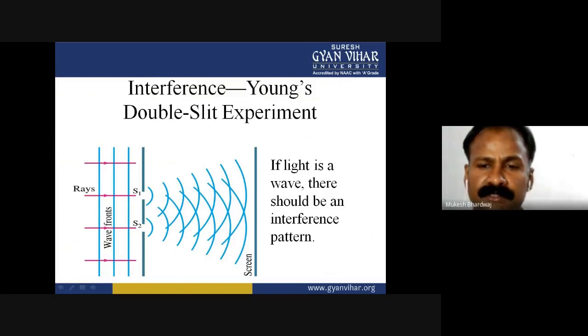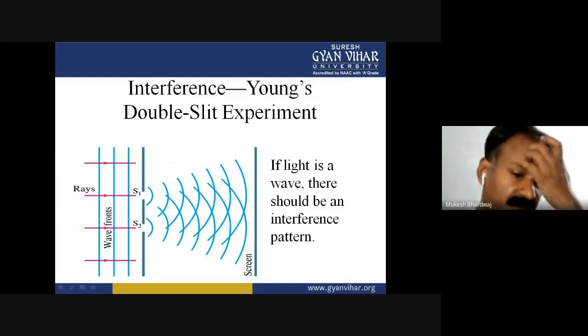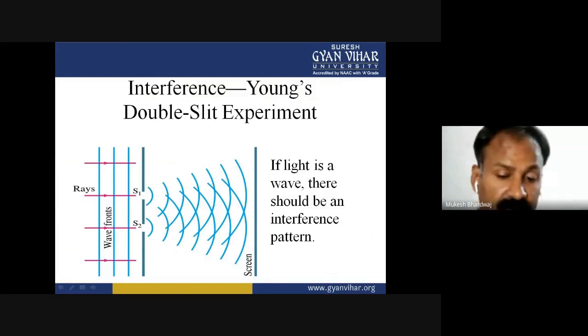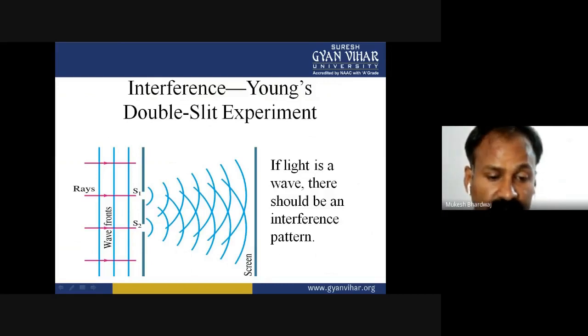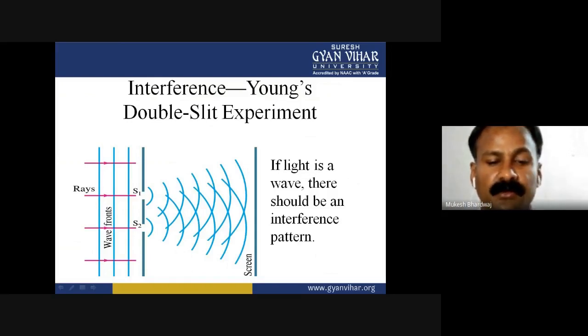The conditions for sustained interference are: the wavelength or frequency of the interfering waves produced by the light sources must be the same. The light sources must be coherent, that is, the phase difference of the waves emitted by them must be constant with respect to time.